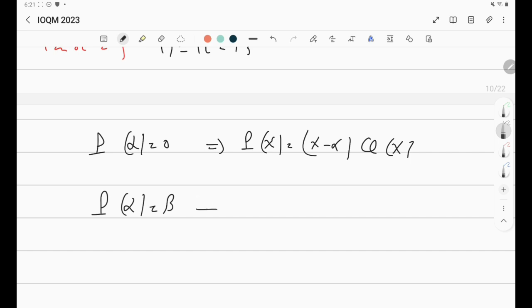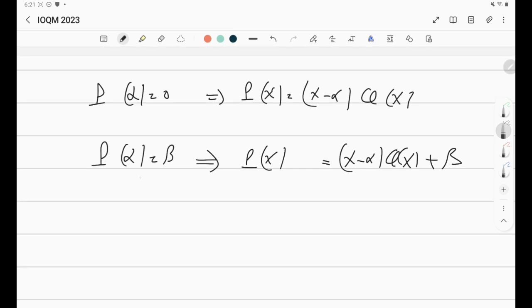Is it useless? Not really. Now what you can do is simple. This thing minus beta. Now alpha is a root for this because it makes it 0. So that means this thing is x minus alpha times q of x. So now we can move it here. So that means P of x is equal to x minus alpha, q of x, plus beta. Very nice. Why exactly do we care about that?